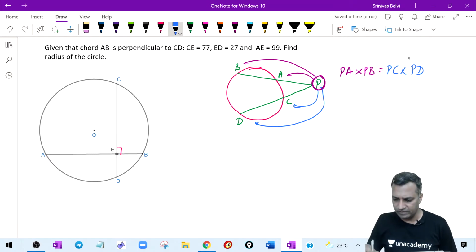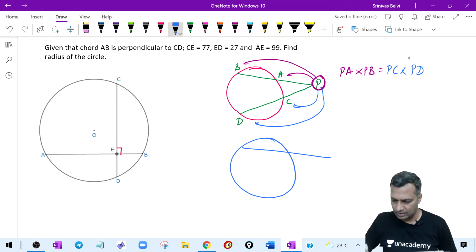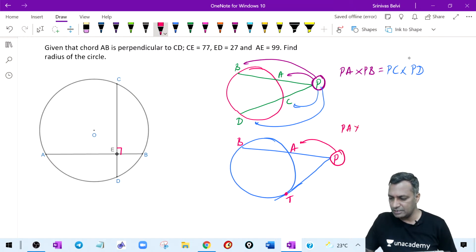Why do they call it that? We will come to it, because this is the original form. There is one secant and one tangent. I have P here, A here, B here, and T. T is a tangent to the circle. From P, all measurements: PA into PB is also equal to PT square.